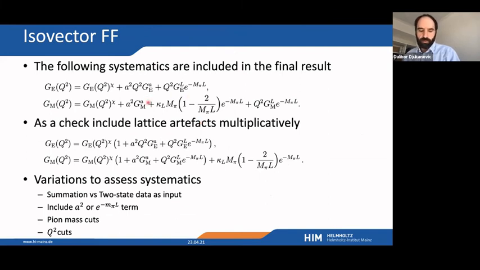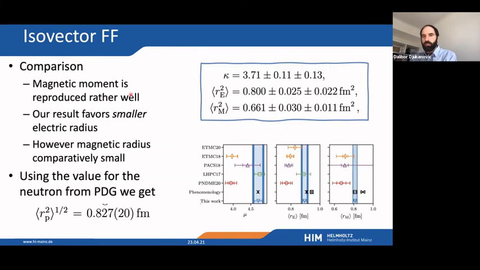Also for the form factors, we do these systematic studies where we introduce lattice spacing and finite volume effects. We do it in two ways to really see if this gives you a different contribution, and we do this with different pion mass cuts and different Q squared cuts. What we end up with for the isovector vector form factor is these values. You see that we reproduce the magnetic moment, the blue point, rather well. There is no chance of getting as precise as experiment here.